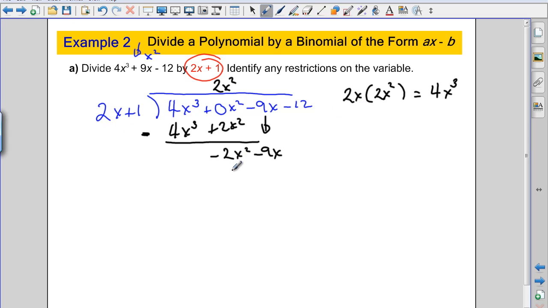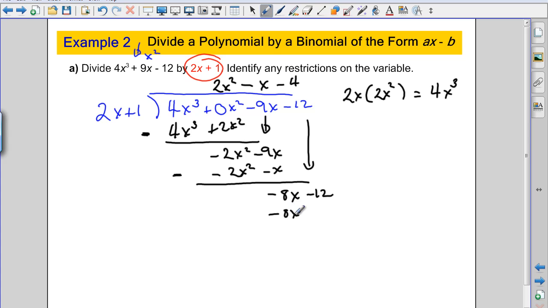2x times what equals negative 2x squared? That's going to be negative x. Negative 2x squared, negative x times 1 is negative x. And once again, I'm going to subtract. First terms disappear. Negative 9, subtract a negative x is really positive x, so I am ending with negative 8x. Bringing down my final term, I can see that I need to multiply 2x by negative 4 to achieve my negative x, and negative 4 times positive 1 is negative 4.